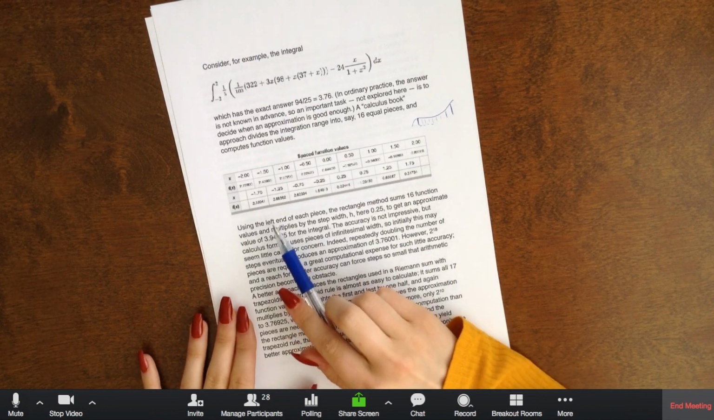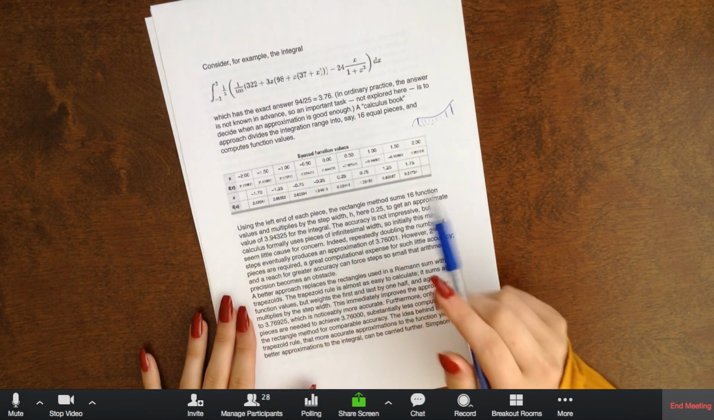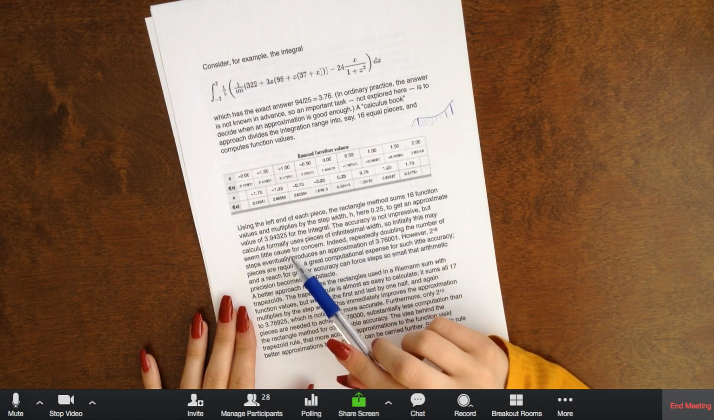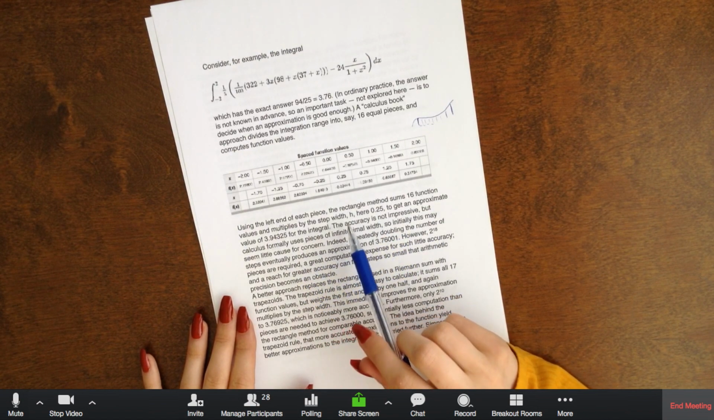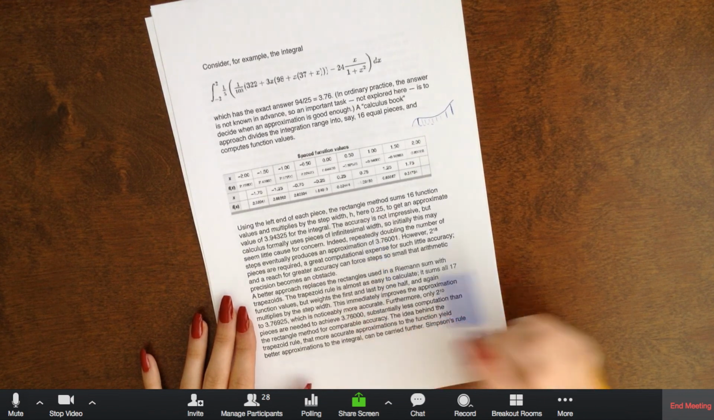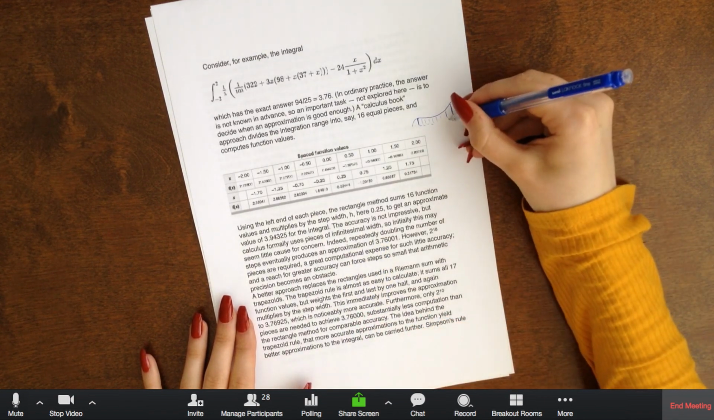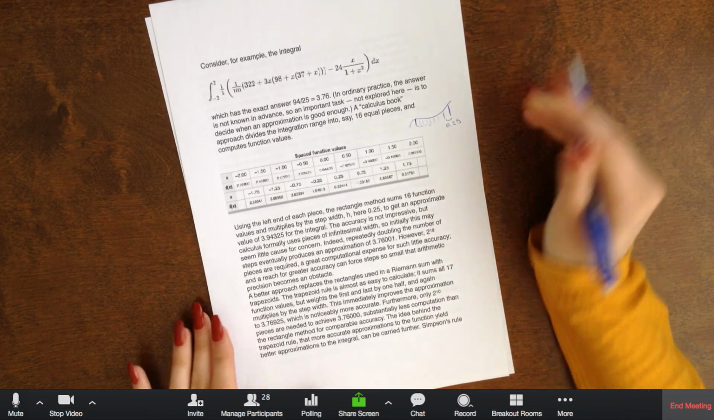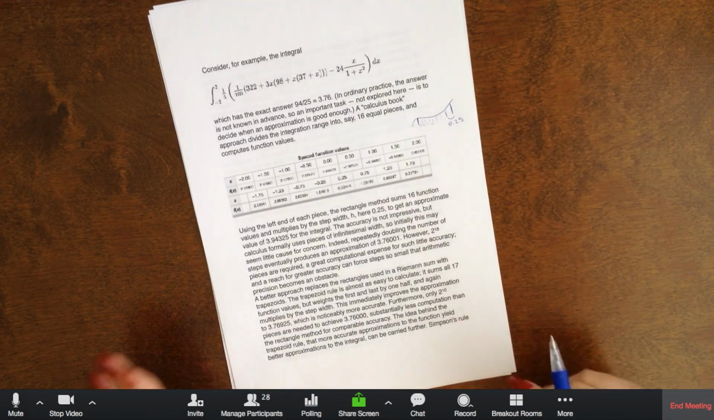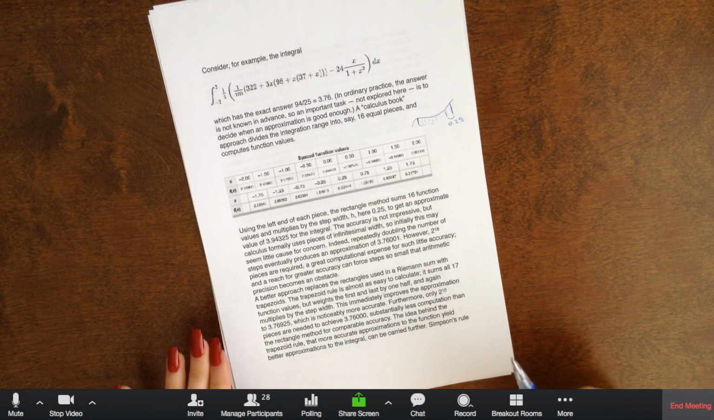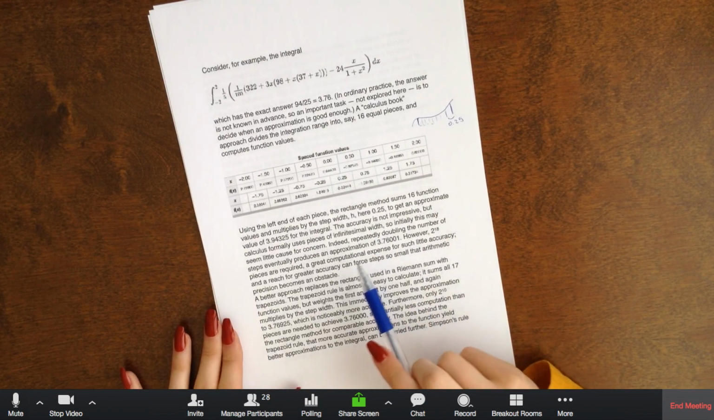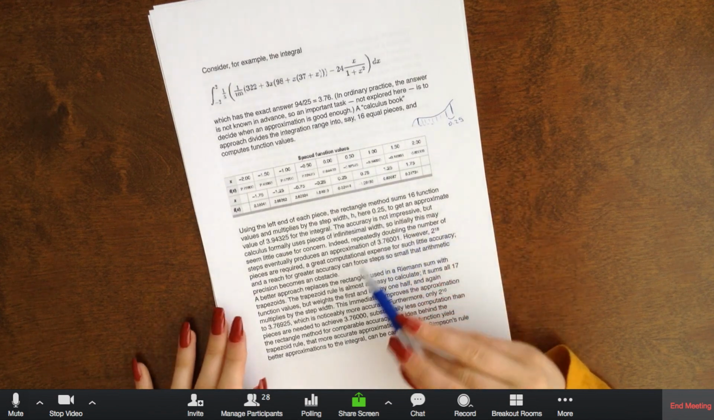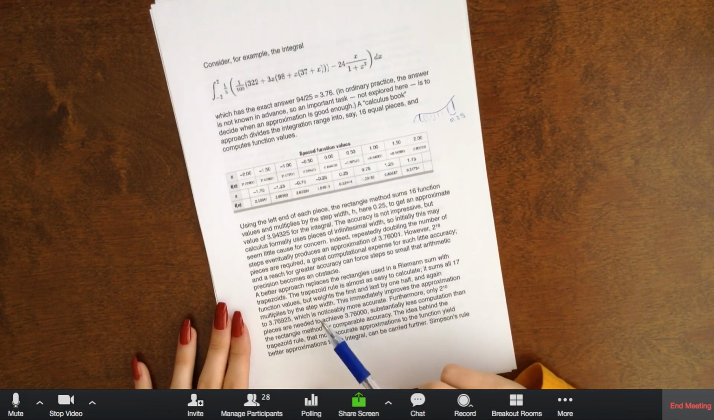so using the left end of each piece, the rectangle method sums 16 function values and multiplies by step width h, here 0.25, so one of these would be 0.25. Okay, and you can repeat this as many times as needed to get an approximation that is suitable for the calculation that you're doing. Okay?